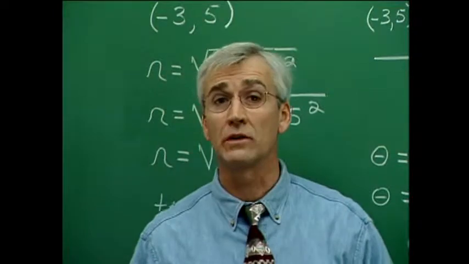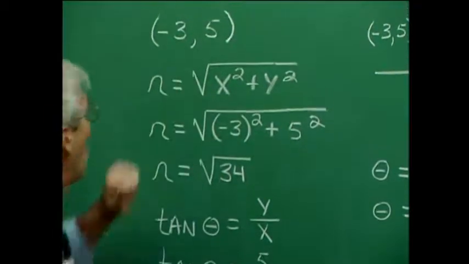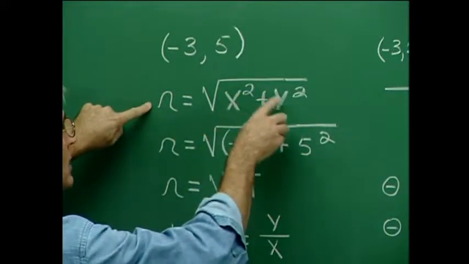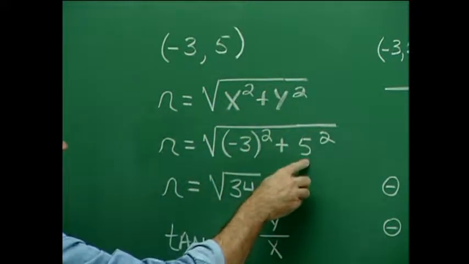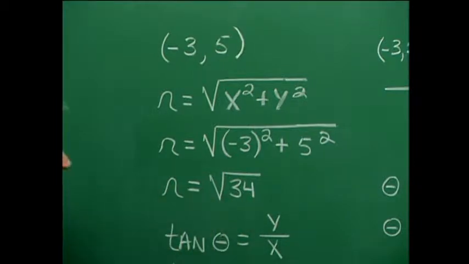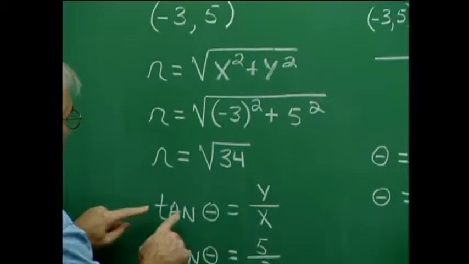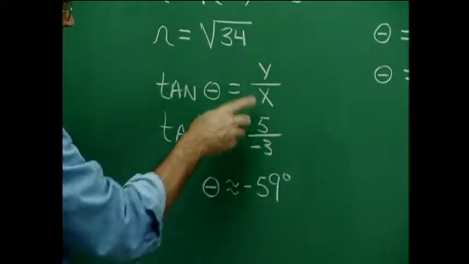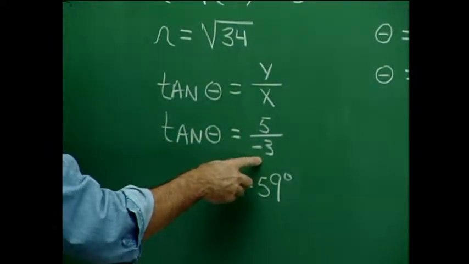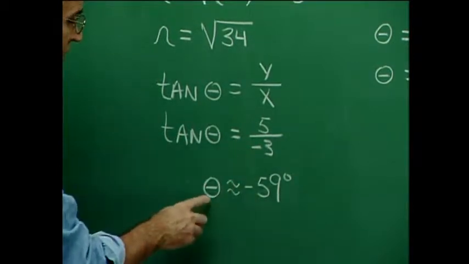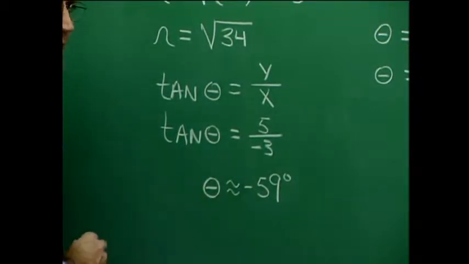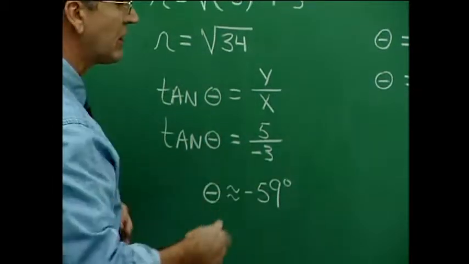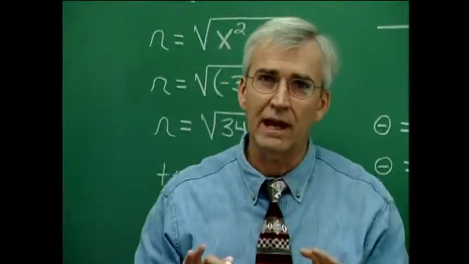Let's write the polar coordinates corresponding with these rectangular coordinates. We begin by identifying r as the square root of x squared plus y squared. X is -3, y is 5, so we find r to be the square root of 34. Theta is found by calculating tangent theta is y over x. Y over x is 5 over -3, so we take the inverse tangent of -5/3 to find theta to be approximately -59 degrees.